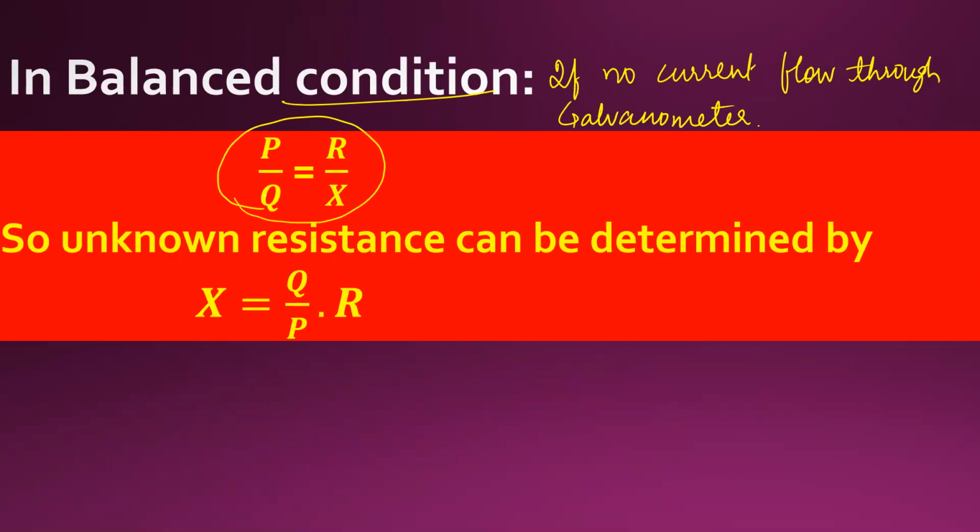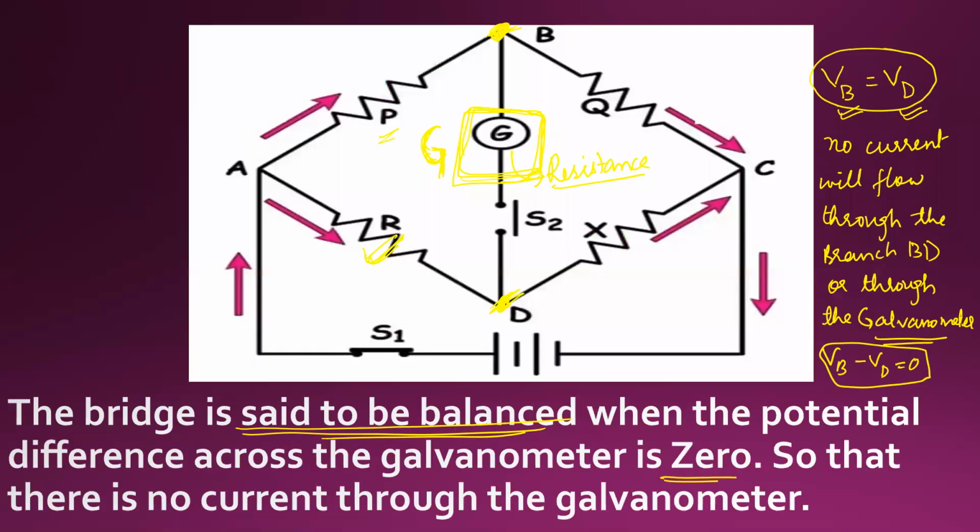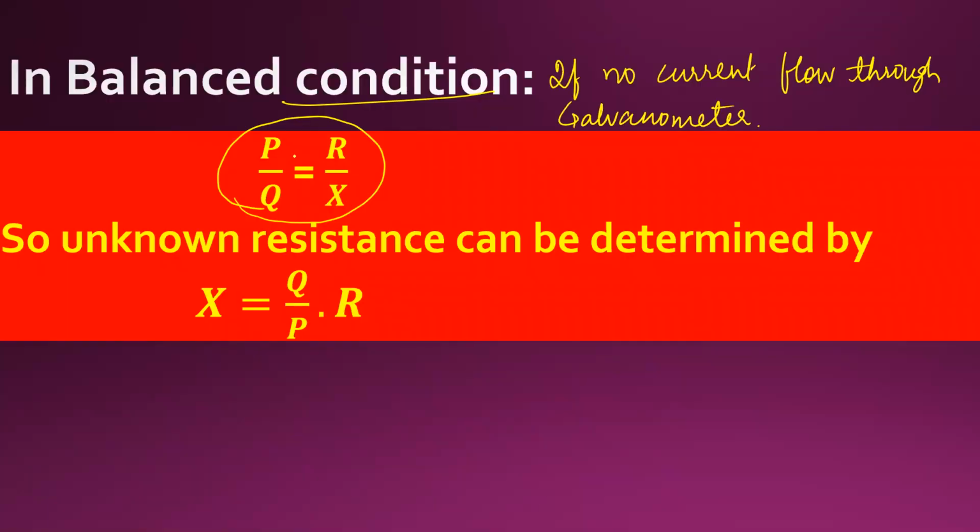What is this condition? The ratio of P and Q resistance will be equal to the ratio of resistances R upon X. So P upon Q will be equal to R upon X if no current flows through the galvanometer. So the unknown resistance can be determined in terms of these three given resistances. For determining this X, we are using R as a variable resistance, which is adjustable so that no current flows through the galvanometer, and we can reach this condition.